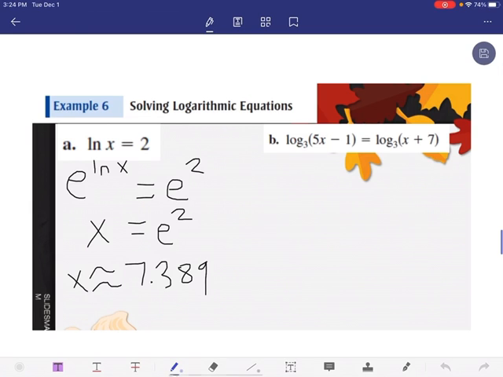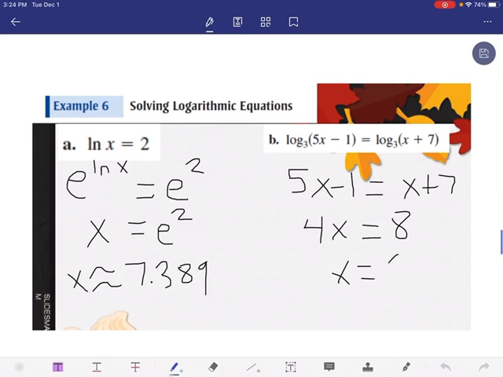Now on our next one, notice that we do have logs on both sides. My bases are the same, so we can go ahead and use that one-to-one property and set our insides equal to each other. And then we just solve like we would normally solve. We subtract x, add 1, and we get x equals 2.